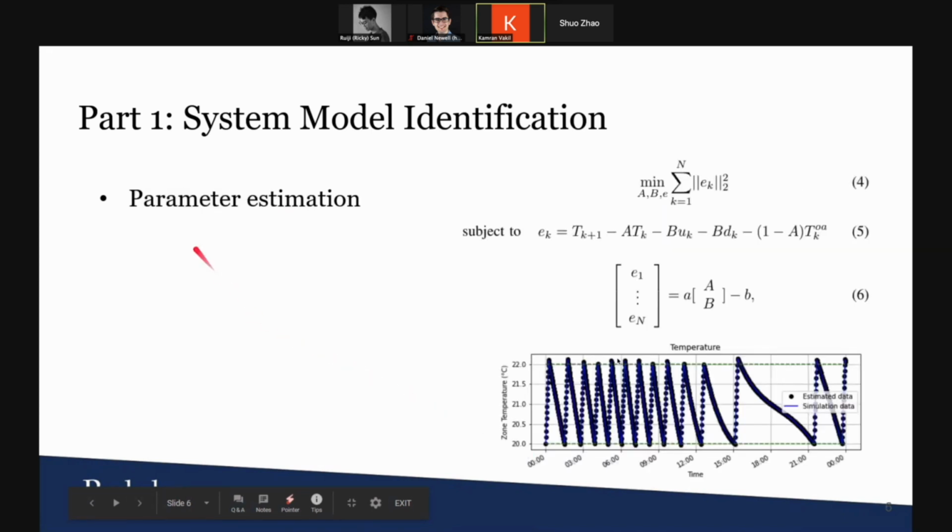Thirdly, we use the least square regression approach to estimate the A and B parameters in our system model. We compared this estimation with the simulation data from MATLAB. As you can see in the graph, the estimated data perfectly matches the simulation data. Therefore, we assume the model we used in the MPC is the same as the model we use for simulation.